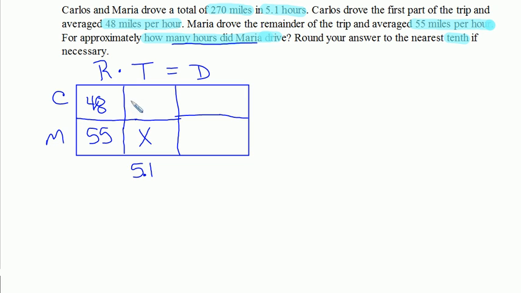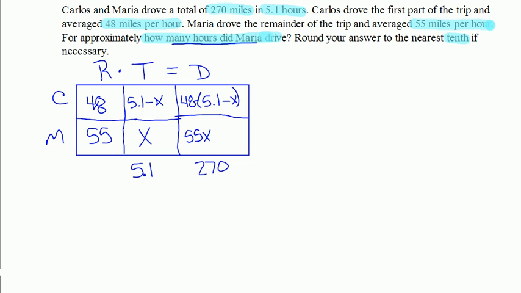So Carlos has 5.1 minus x hours to drive. If the total's 5.1 and Maria used up x hours, there are 5.1 minus x hours left for Carlos. Rate times time equals distance, so Maria's distance is 55 times x, or 55x, and Carlos's distance is 48 times 5.1 minus x. And we'll show that with parentheses. It says the total distance is 270 miles, so we'll put totals at the bottom.